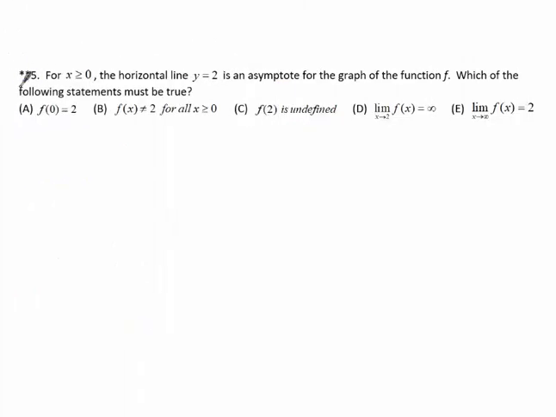Number 5 from an AP exam. We really need to understand the connection between limits at infinity and horizontal asymptotes. Let's read the question. For x greater than or equal to 0, the horizontal line y equals 2 is an asymptote for the graph of the function f. Which of the following statements must be true?